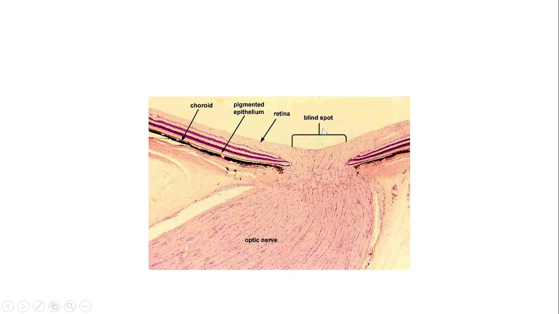Everything is gathered together and passes through, because remember the ganglion cells come together to form the optic nerve. So information passes from all these layers to the ganglion cells and then through the optic nerve to the brain for interpretation.